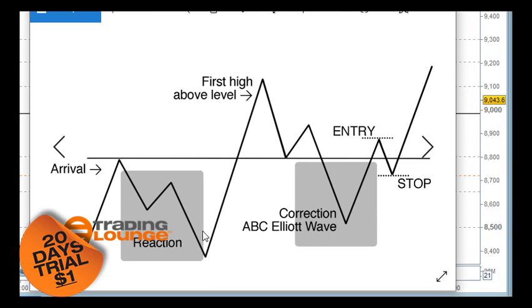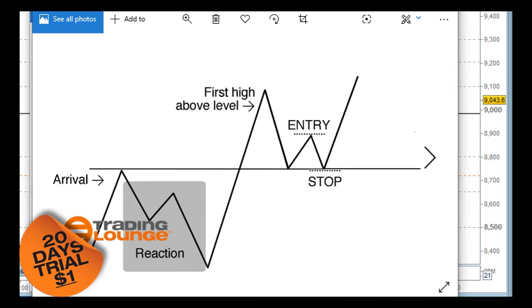We've got the arrival, we've got the reaction, we've got the first high. So we're basically in this space here for this. So it can drop lower and then still find support and move up, or it can give us the variation on this particular pattern, which is this one here, where we have the arrival, the reaction, the first high above the level, and then we're sitting on this level here, and we go straight up from that.